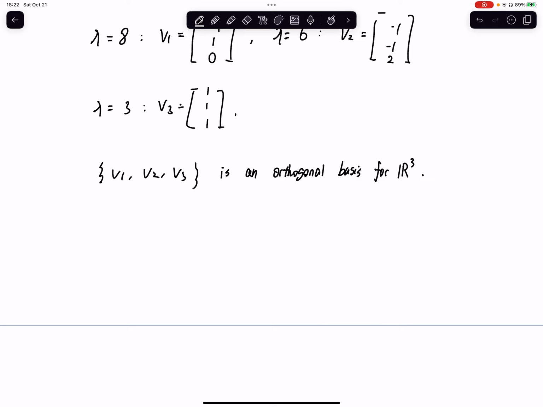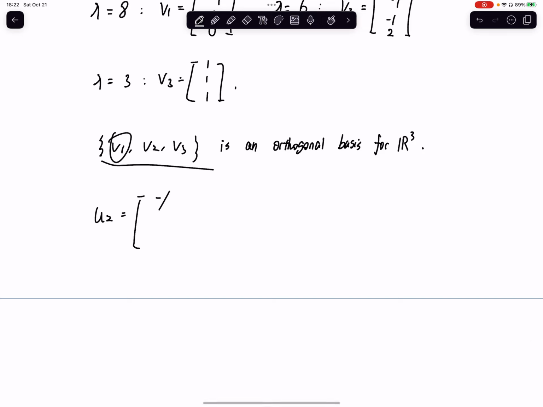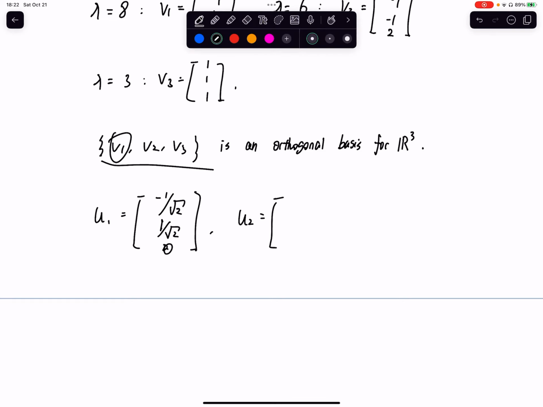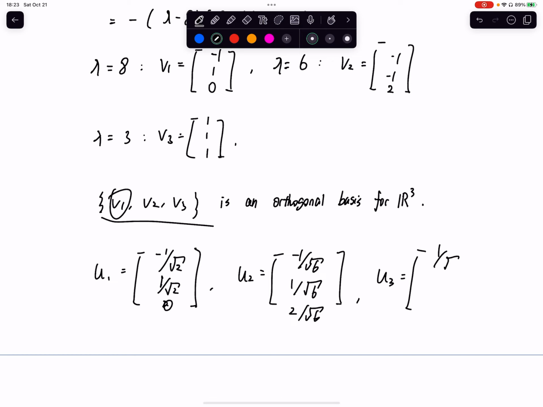Okay, and since in most applications orthonormal bases are very useful for calculations, we now normalize them. So we normalize v1, v2, and v3 respectively. The norm of v1 is obviously just square root of 2, so we have u1 equals (-1/√2, 1/√2, 0). And u2: the norm of v2 is square root of 6, so it is (-1/√6, -1/√6, 2/√6). Similarly for u3, it is just 1 over square root of 3, occurring 3 times.